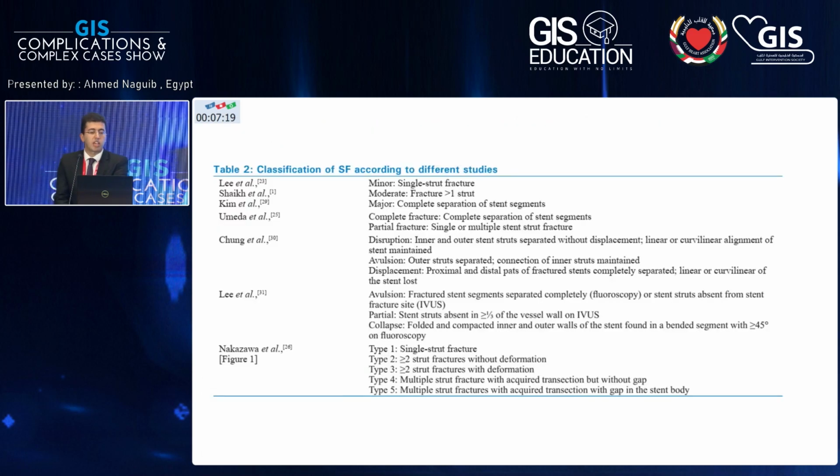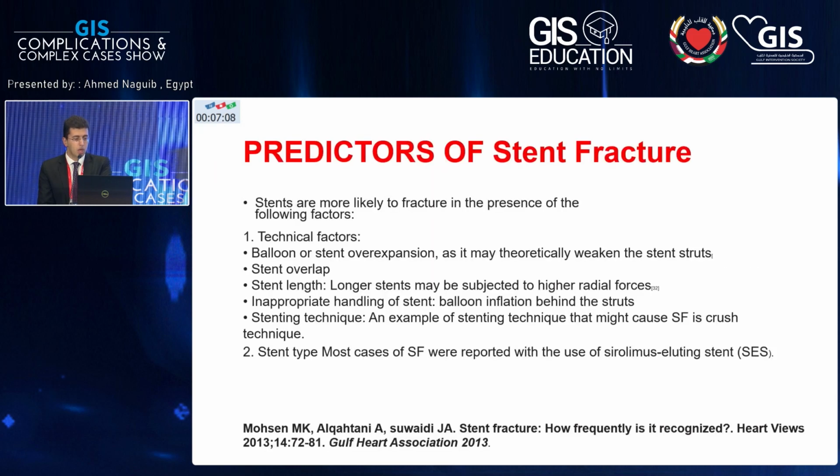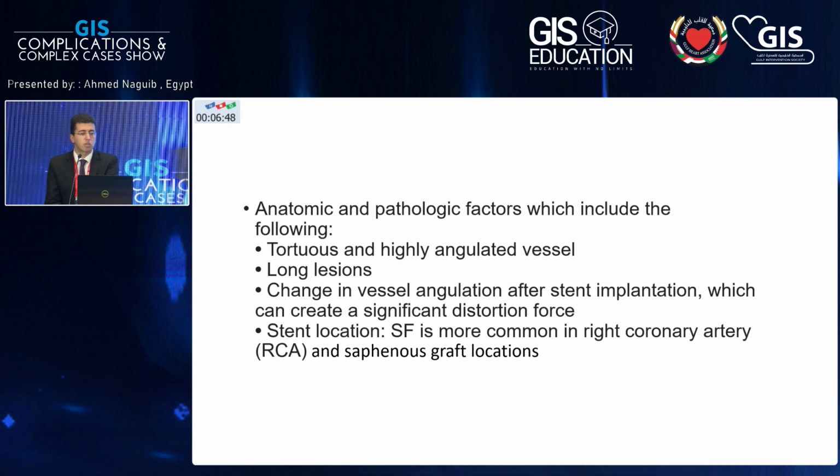So there is a classification of stent fractures. The last one is the most famous one. It is classified according to single struts, or 2 struts, and if there is a gap or no gap. And there are predictors for stent fracture: technical factors, balloon or stent overexpansion, stenting technique, especially the crush technique, and inappropriate handling of the stent, especially balloon inflation behind the struts. I think this case is an example of balloon inflation behind the struts. And also there are anatomical and pathological factors: tortuous vessel, long vessels, and calcific vessels.